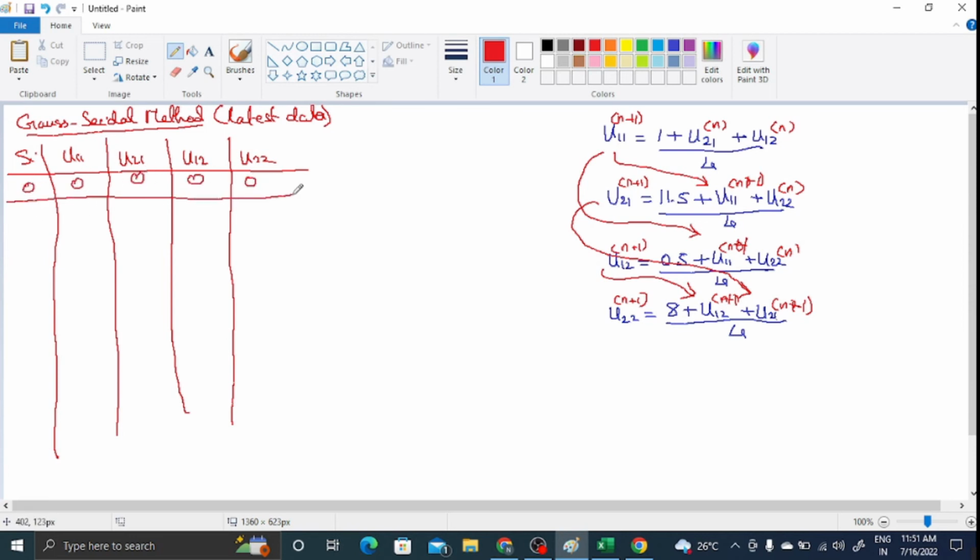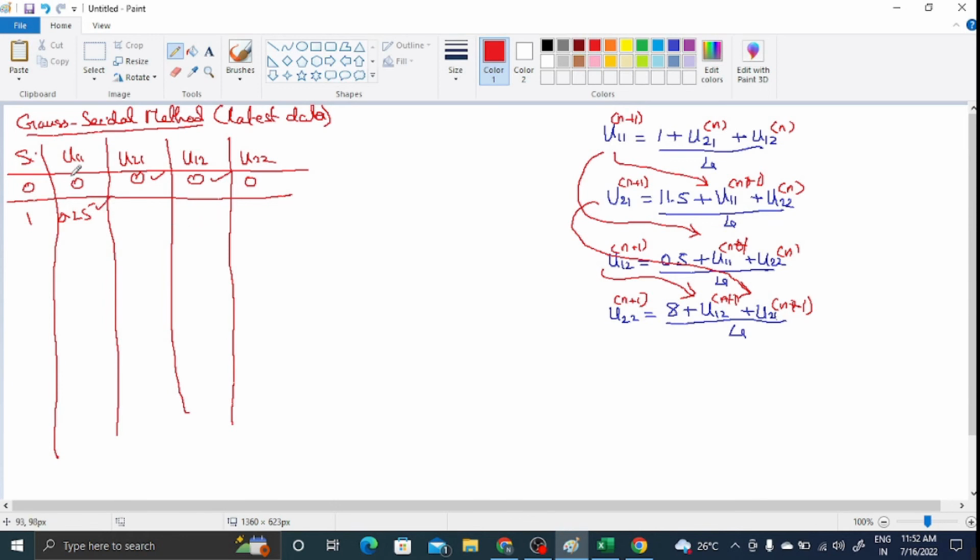Now first iteration, for u11, you can see that the latest data are 0, 0, 0, 0. So in order to find u11, you have to use 1 plus u21, which is 0, then plus u12, this data. So 1 plus 0 plus 0 divided by 4 is 0.25. This is 0.25 for u11. For u11, we use u21, the latest data, and u12, the latest data. Now if you are finding u21, 1.5 plus u11, you can see that now this data is available.